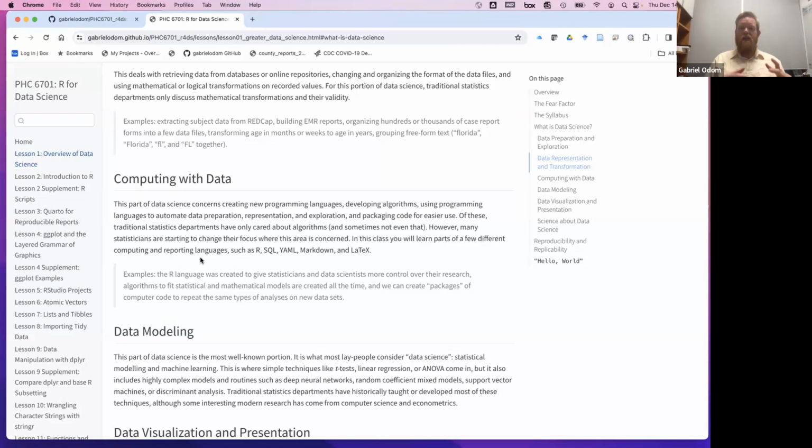And so this idea of computing with data is that there are programming languages that you can learn to interact with to compute with data.